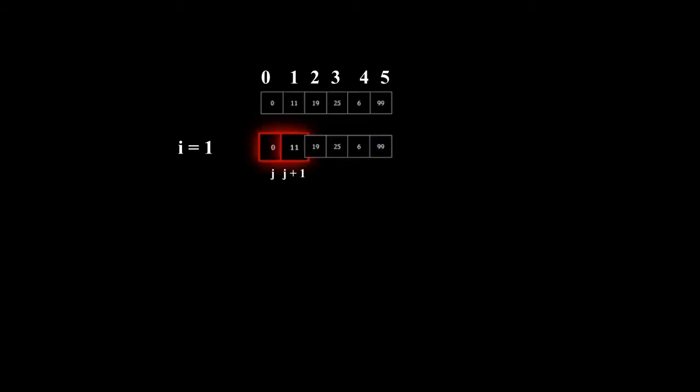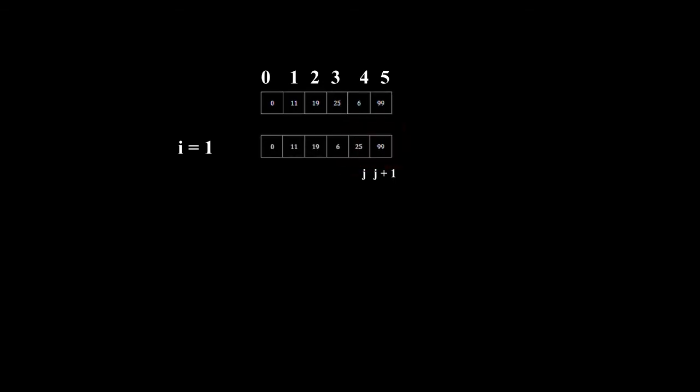Compare 0 and 11. Condition false, increment j by 1. Compare 11 and 19. Condition false, increment j by 1. Compare 19 and 25. Condition false, increment j by 1. Compare 25 and 6. Condition true, shuffle the values and increment j by 1. Compare 25 and 99. Condition false.